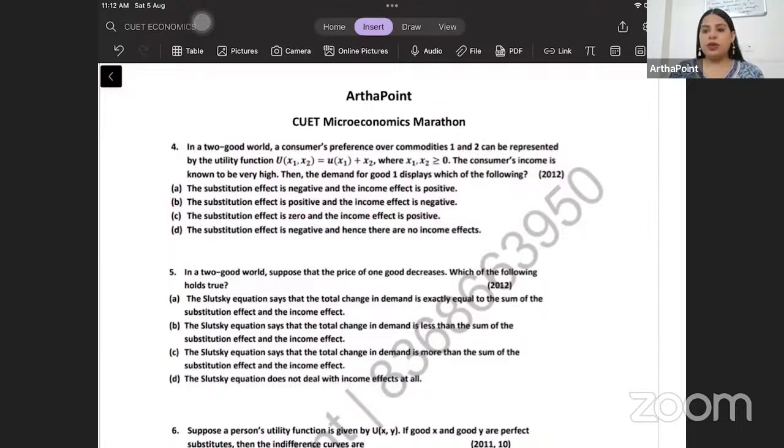Hi, good morning, everyone. Today I am here with some past year microeconomics questions which are CUET oriented. Only CUET questions or any paper which now comes under CUET, like JNU past year questions, but microeconomics we will try and cover today.